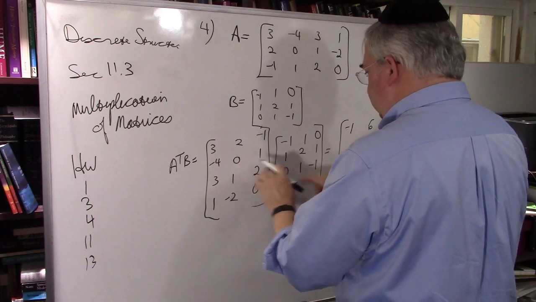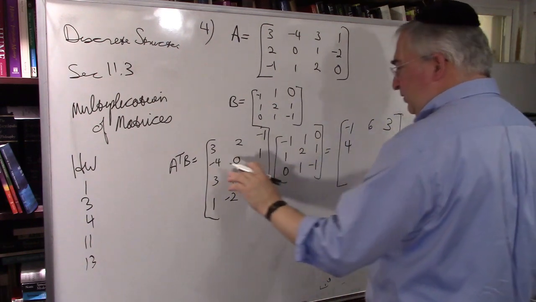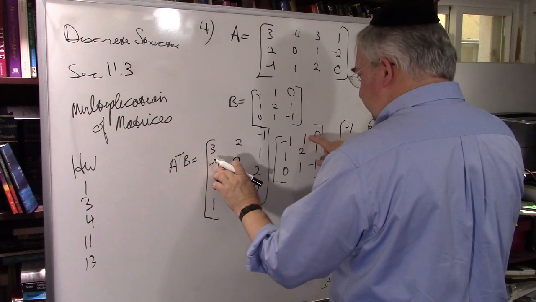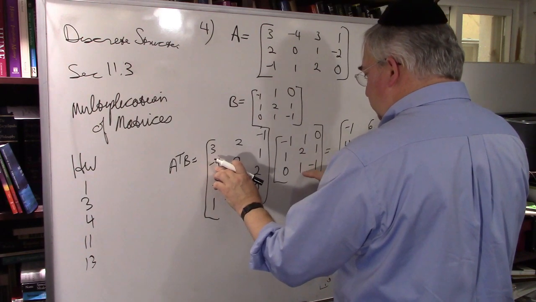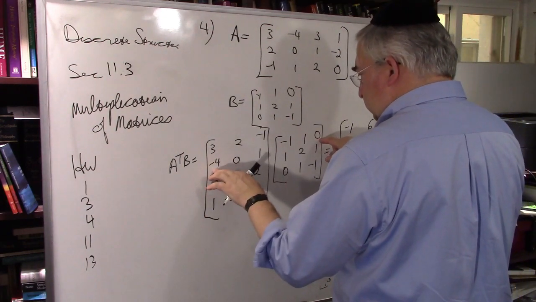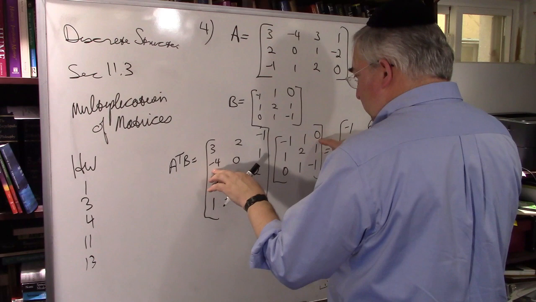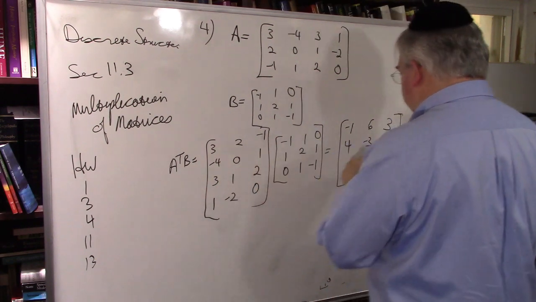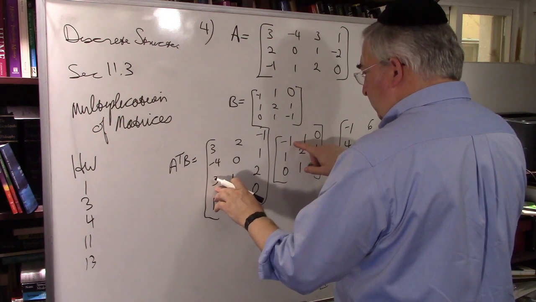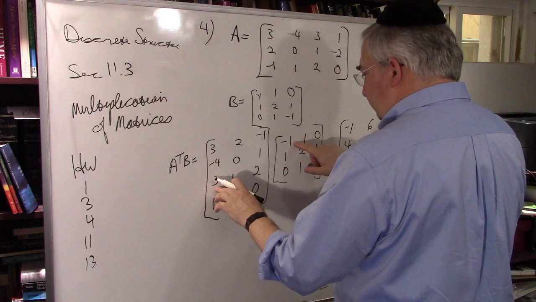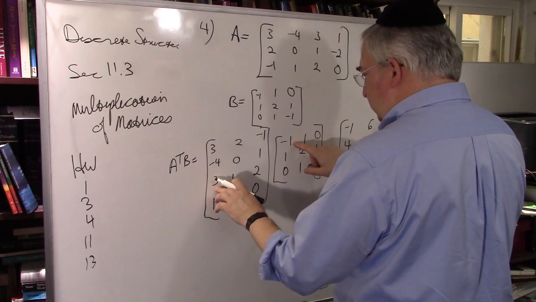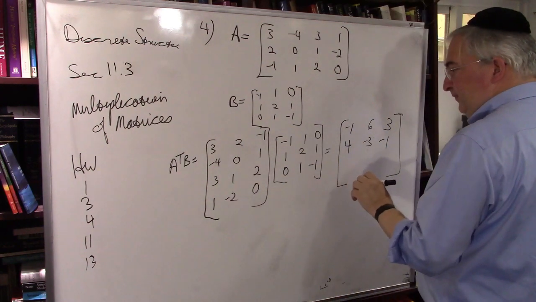4 plus 0 plus 0. Minus 4 plus 1 is minus 3. Minus 1, so minus 3 plus 1 is minus 2.